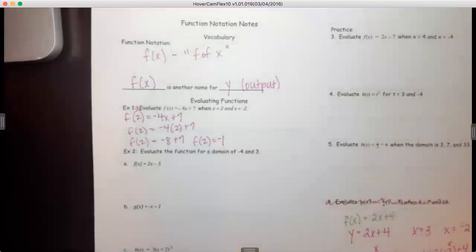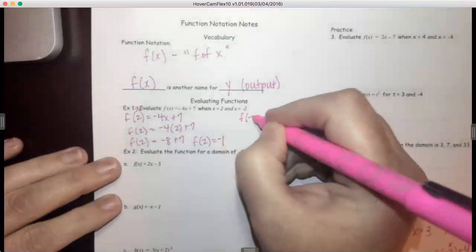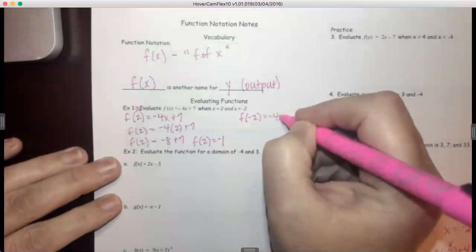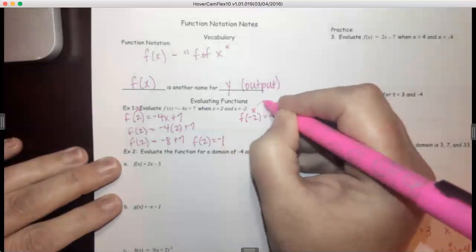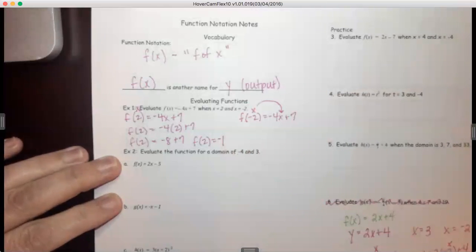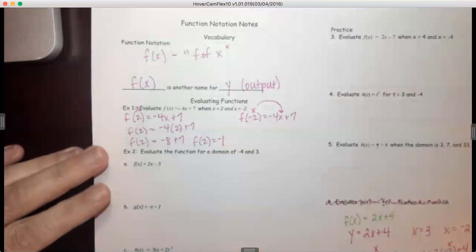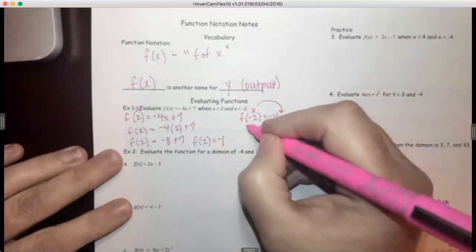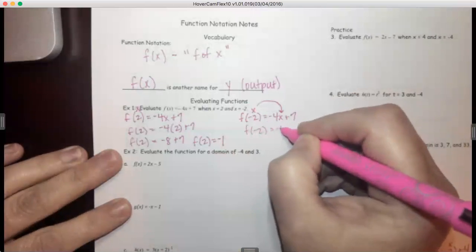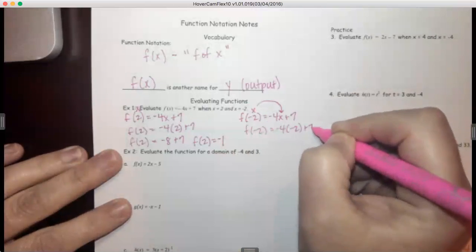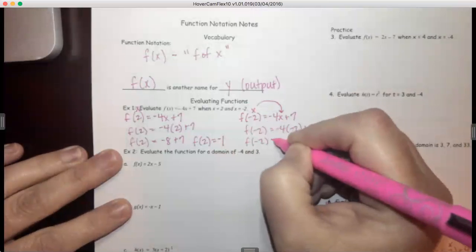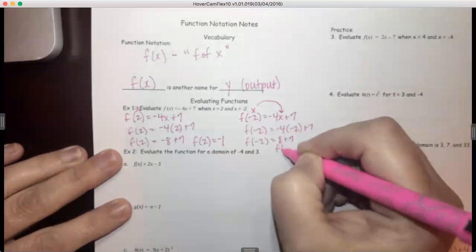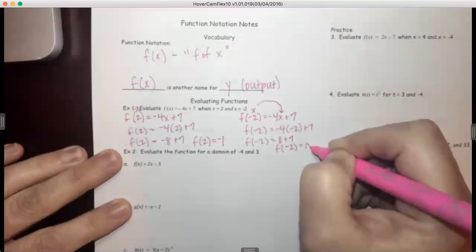Okay, we're going to do the same thing for negative 2. So we have f of negative 2 equals negative 4x plus 7. This is still x. We're still going to plug it in here. Remember, this is like shorthand text language. So we're going to plug in the negative 2, or substitute in the negative 2. We're going to get f of negative 2 equals 8 plus 7. f of negative 2 equals 15.